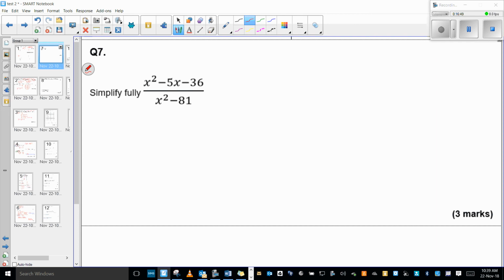Simplify fully. We've got algebraic expressions top and bottom. In order to simplify, what do we have to do to them? We're going to factorize these expressions. And again, these were nice straightforward ones. There were no big 2's anywhere or 3's. So we're looking for two numbers that multiply to give negative 36, and those same two numbers add to give negative 5, which are negative 9 and positive 4.